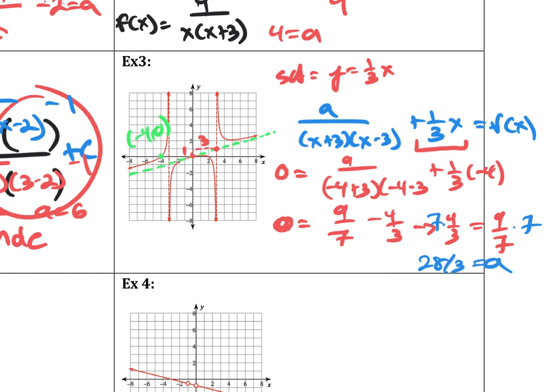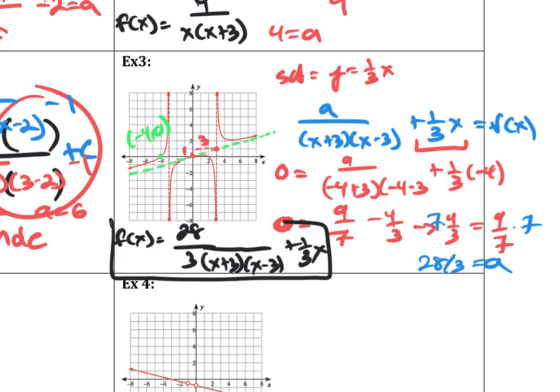Okay, so now that I have this 28 over 3, I can go ahead and plug it in. And when we plug it in, it's going to look a little bit different because we have this fraction here. So what I end up getting is f of x is equal to 28 over 3, because it's our fraction, times x plus 3 times x minus 3. And then we have that plus 1/3 over x. So this would then be the equation of our rational function.